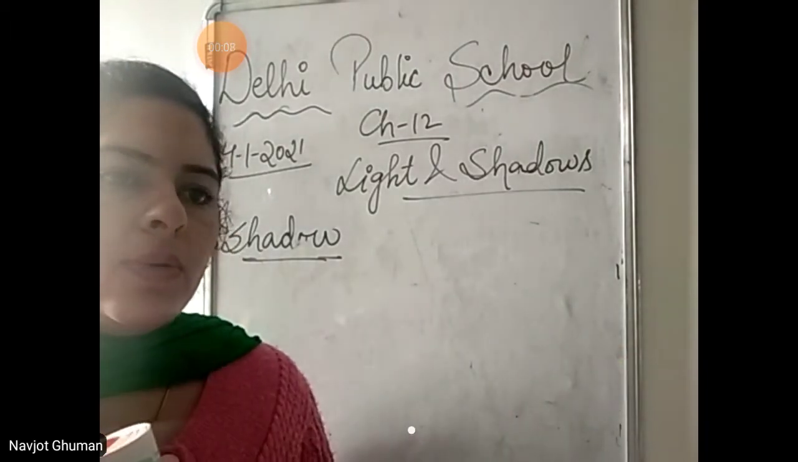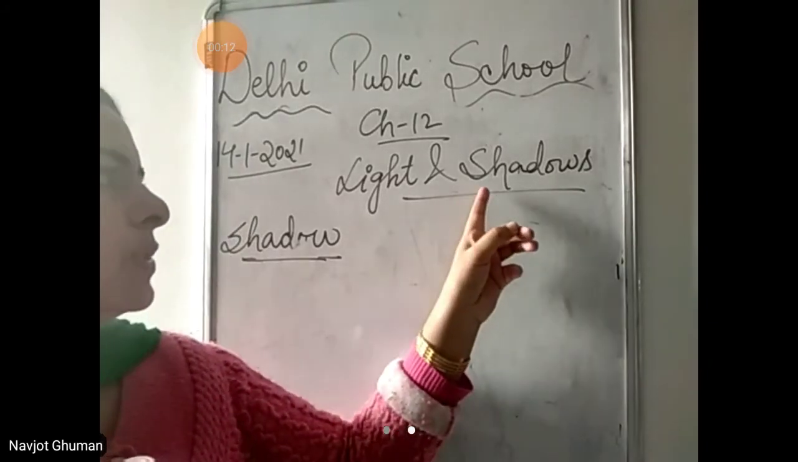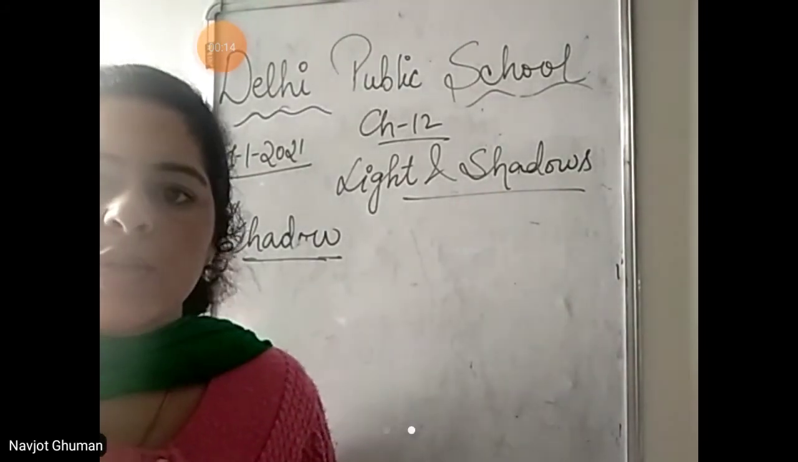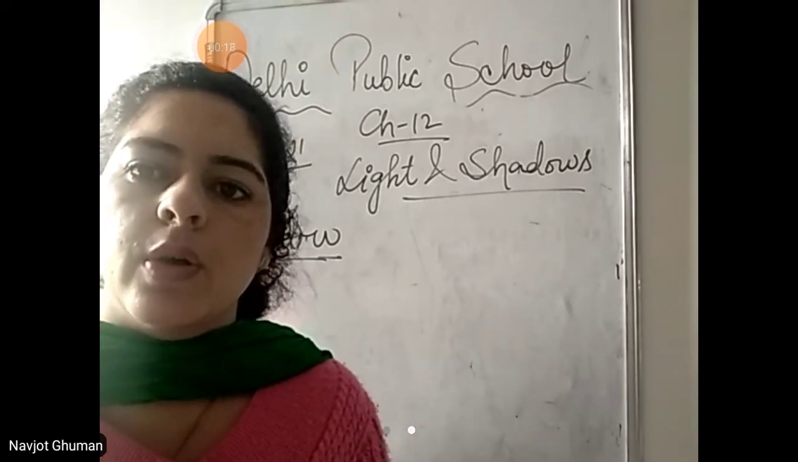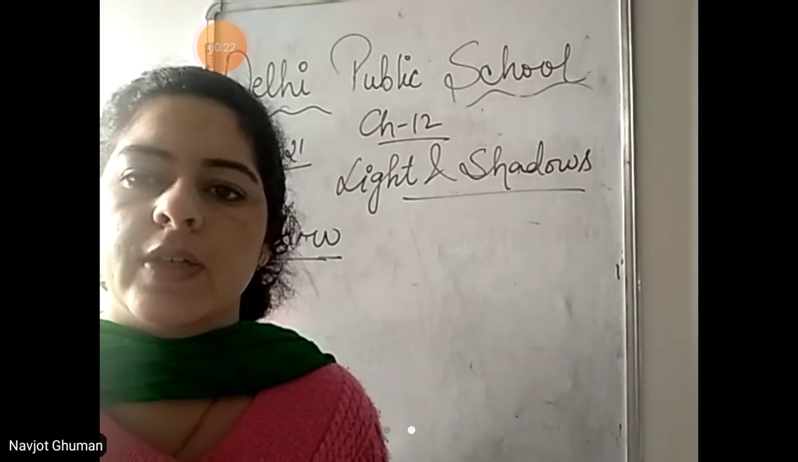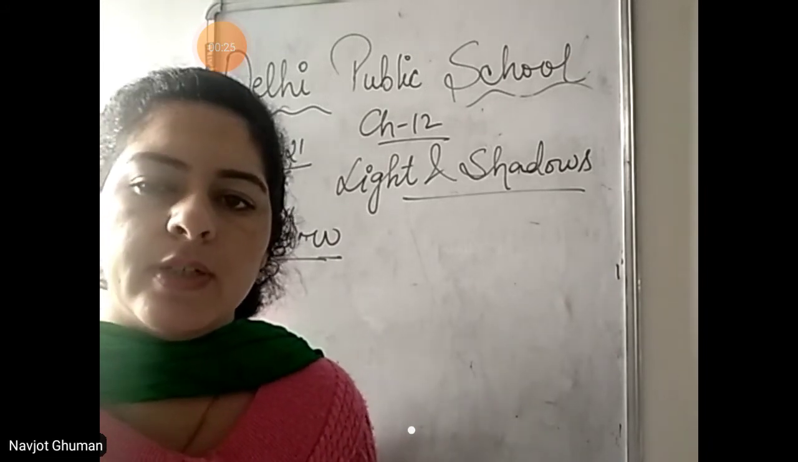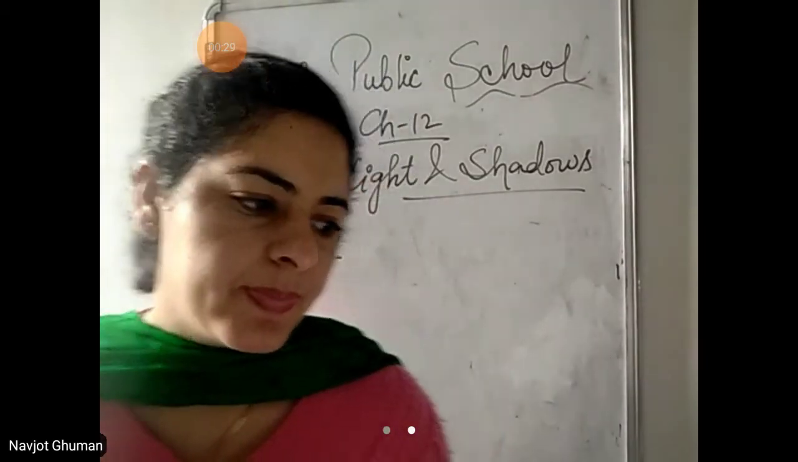So we have read about the materials and light. Today we are going to study the new topic, that is shadows. How is a shadow formed? You have seen your shadows on the walls, on the ground. You have seen the shadows of different objects like trees. How they are formed, that we'll study today. Let's come to page number 153 of your book.